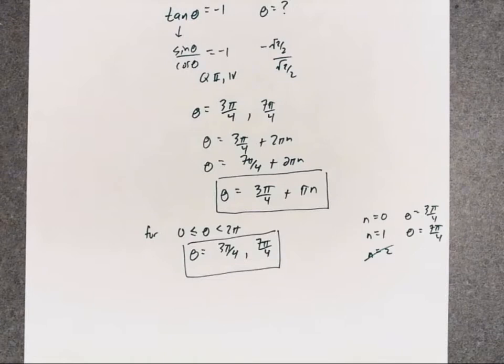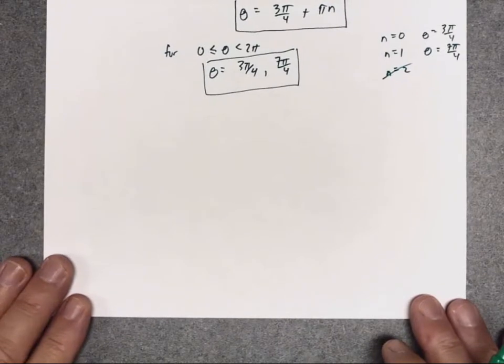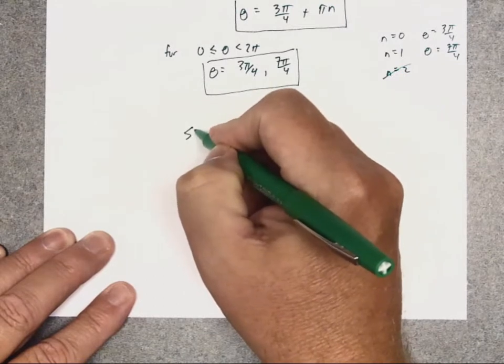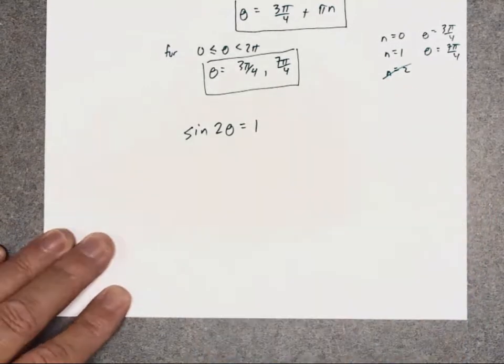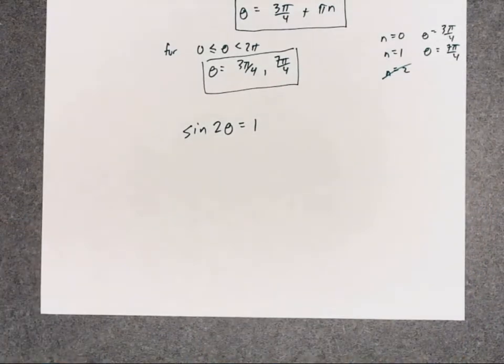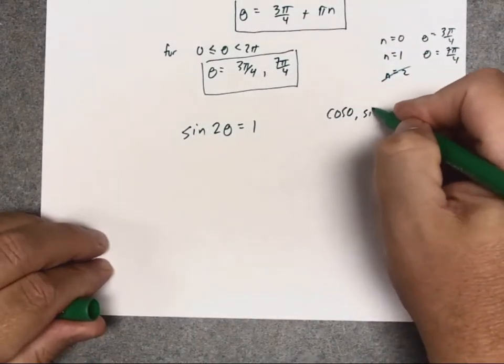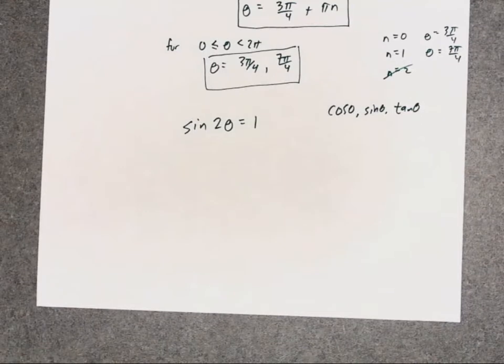All right, now let's do another one. So here's a new twist. See, hopefully you're understanding how to do those. And now here is something different. Sine of 2 theta equals 1. The big difference is, if you look at all the examples up until now, all my trig functions were just theta inside. Here, inside the trig function, I have this 2. So it's sine of 2 theta equals 1.